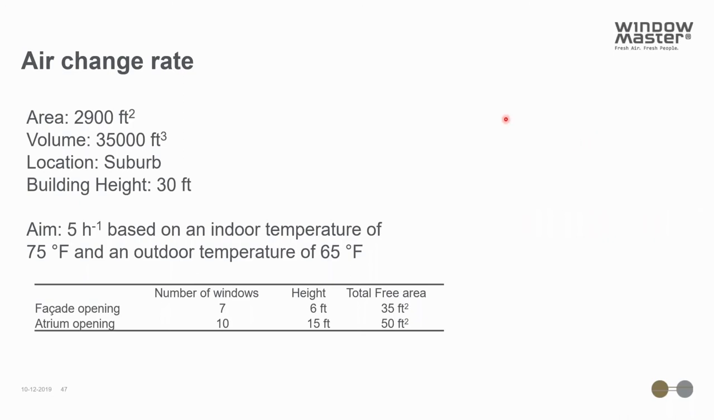If we look at the air change rate calculation for this building, I have quickly summed up some of the conditions. We have an area of almost 3,000 square feet, located in the suburbs, with 7 windows in the facade opening and 10 windows in the atrium, corresponding to a total free area of 35 square feet in the facade and 50 square feet in the atrium. In relation to the neutral plane, that corresponds to the atrium opening being 1.4 times larger than the facade openings. And in relation to the rule of thumb we had, the total free area corresponds to around 1.9% of the floor area.